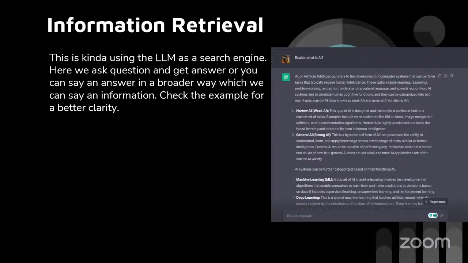Artificial intelligence refers to the development of computer systems that can perform tasks that typically require human intelligence. These tasks include learning, reasoning, problem solving, perception, understanding natural language, and speech recognition. AI systems aim to simulate human cognitive functions, and they can be categorized into two main types: narrow AI and general AI. So you can see over here, it's giving us the answer regarding AI in a broader way. Each and everything regarding AI is explained over here. So this is our information retrieval.